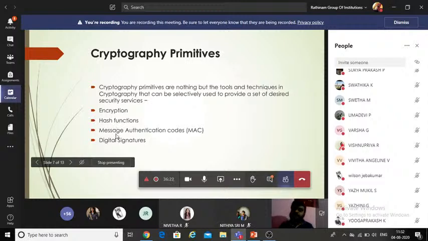Third one, message authentication code. This is one of the tools which provide security services. We can see this message authentication code in the fourth unit. Digital signatures. So digital signature is also one of the tools. Okay. So these are some of the cryptographic primitives.